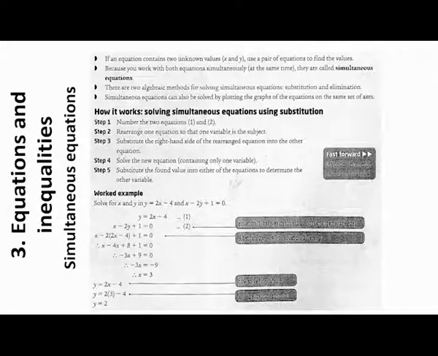Equations and inequalities, simultaneous equations. Note that you can also draw these graphs. For example, if you have y is equal to 2x minus 4, you can draw the graph. And you can draw the graph of x minus 2y plus 1 if you have it in the form y is equal to mx plus c, which is a straight line graph. So you can draw these graphs and you will get the same answer, where x is 3 and y is 2. So if you draw the two graphs, your point where the two lines will meet will be where x is 3 and y is 2. Right?